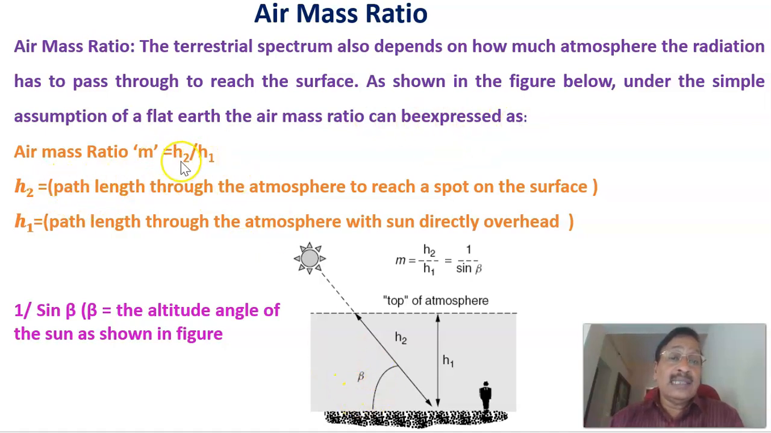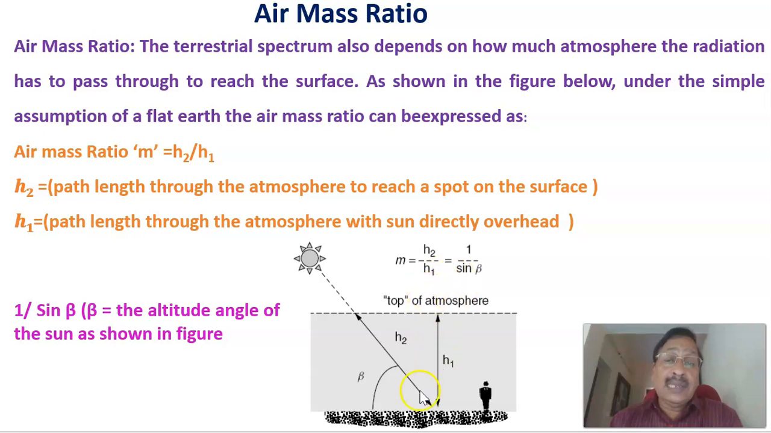The ratio is represented as H2 by H1, where H2 is the path length through the atmosphere to reach the spot on the surface. That is, the sunlight has to travel this length, called H2. And H1 is the path length through the atmosphere with the sun directly overhead. Therefore, H1 is less than H2, and this ratio, H2 by H1, which we call the air mass ratio, will always be more than 1.